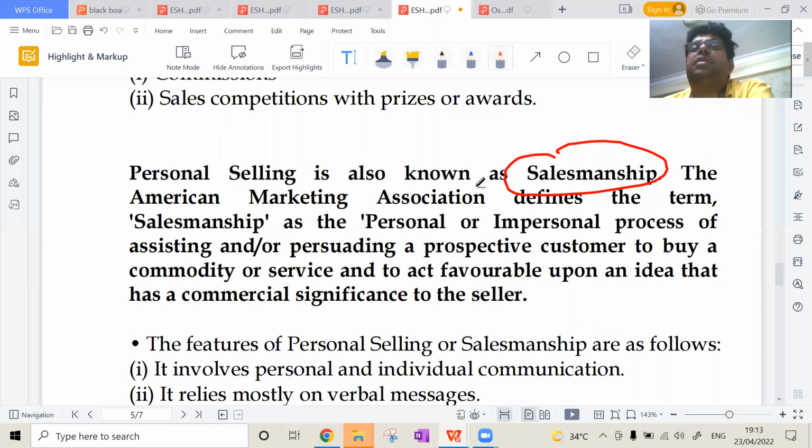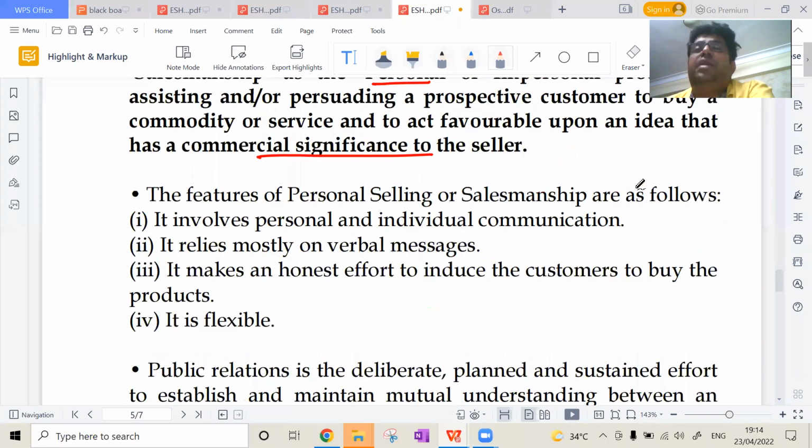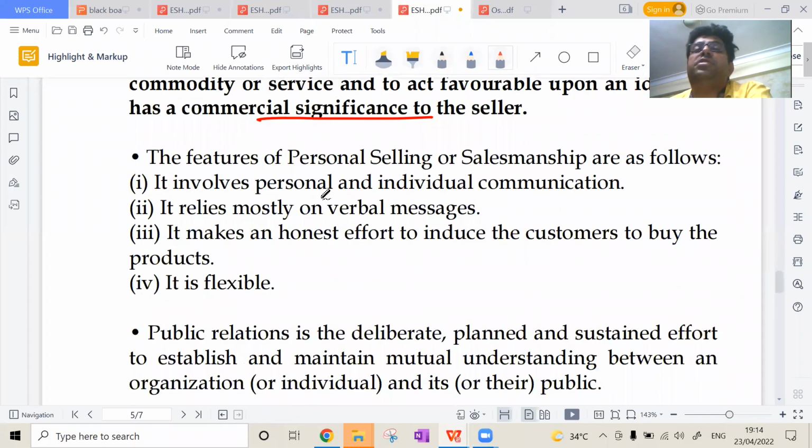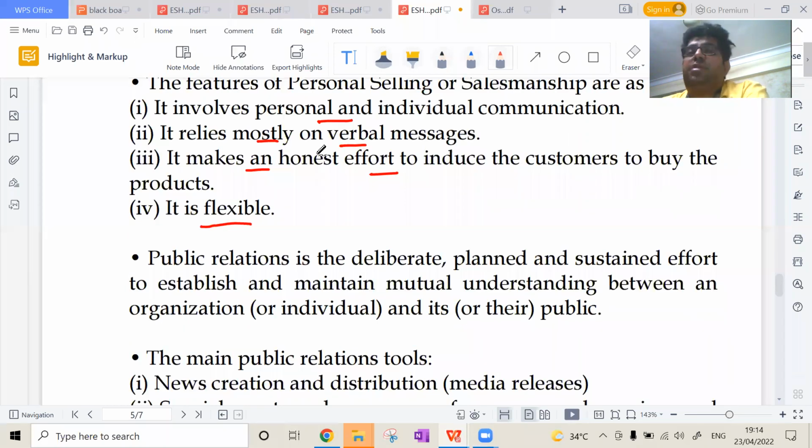In that, a person is coming door to door, they are having a personal or in-person process. So that is again of commercial significance because they are coming and convincing you. Next feature is it involves first person communication. It is mostly verbal. It makes an honest effort to induce the customer to buy, and it is flexible because accordingly, customer to customer, we can go and make changes in it.